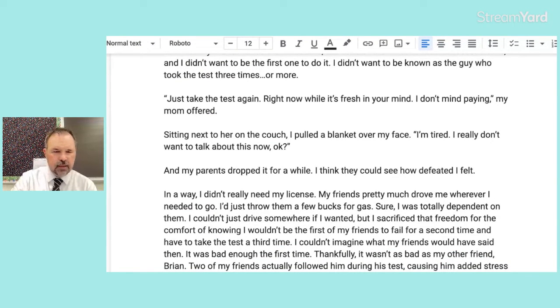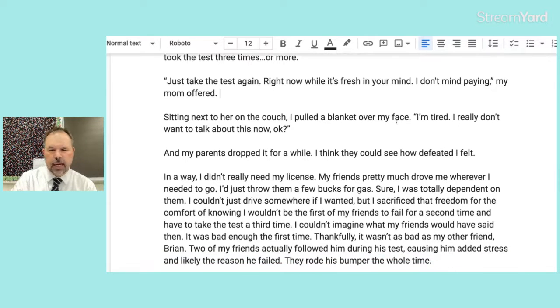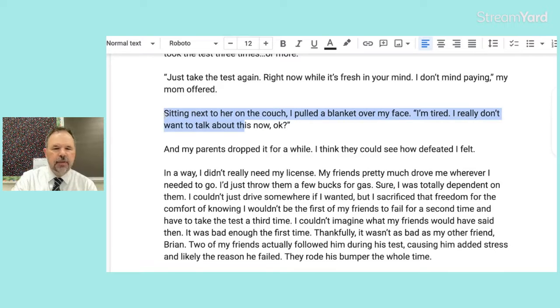In here, I didn't even use any kind of marker to say what I'm saying. I started off with some direction. So you can do that too. Have the character do something to let the reader know they're talking, but you don't have to say said, I said. It's not anywhere there. You just kind of know I'm saying it. Sitting next to her on the couch, I pulled a blanket over my face. Period. I don't need anything that says that I am talking here. The reader should know that based on me doing some movement. I'm tired. I really don't want to talk about this now, okay?